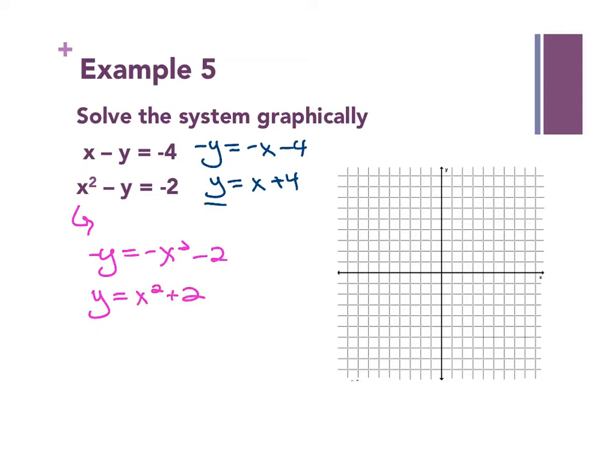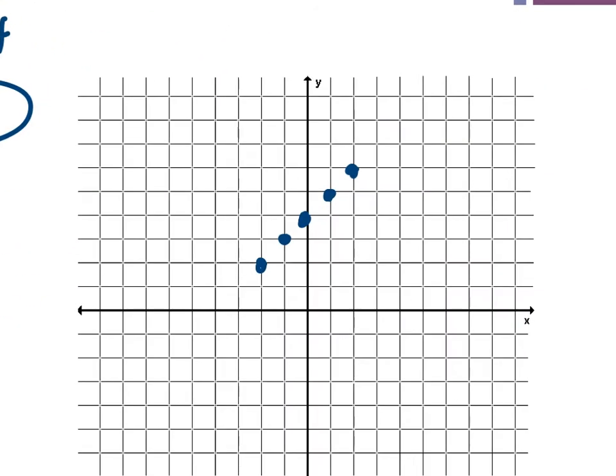So let's start with the first one. Okay, positive 4, 1, 2, 3, 4. Slope is up 1 and to the right 1, or down 1 and to the left 1. Again, it doesn't matter which direction you go.